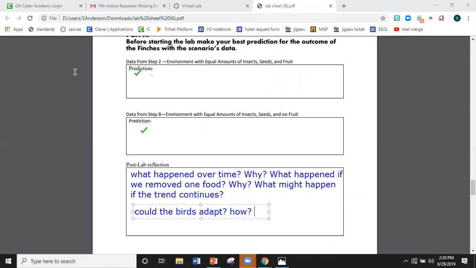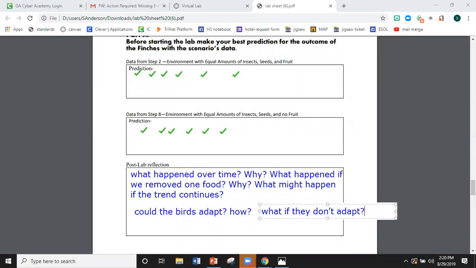You're going to make some reflection and make some comments and basically tell me what you learned. Some questions you could use to help you: What happened over time? Why did that happen? What happened when we removed one food? Why did that happen? What's going to happen if this trend continues? Could the birds adapt? How? What happens if they don't adapt? So you're basically going to reflect on what you learned in the lab. I didn't put an answer because you're going to put your own answer there.